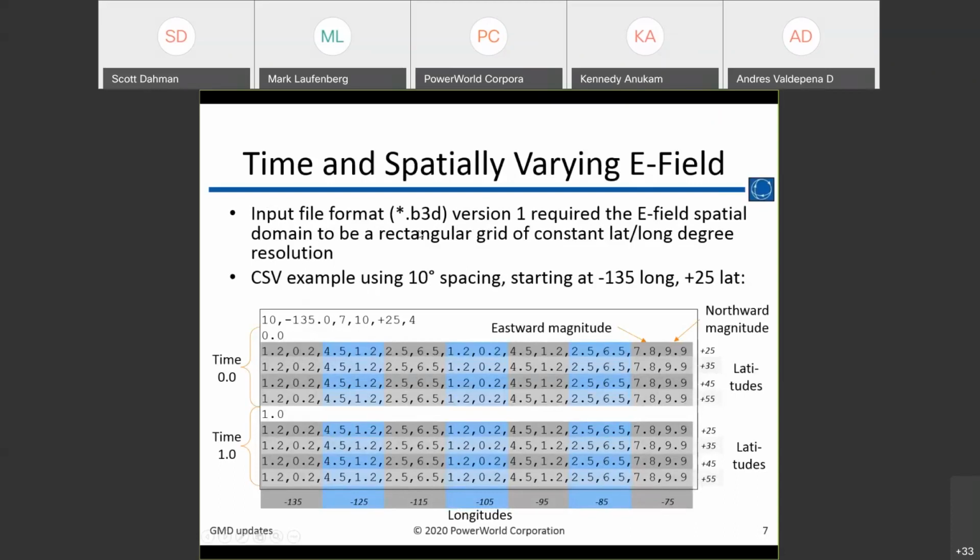So previously, Simulator has for quite some time actually supported this type of non-uniform input. This is looking at it in a text file where there's 10-degree spacing that starts at -135 degrees longitude and plus 25 degrees latitude. And then at different time points, time 0, time 1 in this case, there's a specification of the E-field vector at different points on that grid. The grid is defined by these parameters, which are up here in the header. The grid always had to be kind of uniform spacing, although you could have different latitude spacing and different longitude spacing. In this case, they're both 10 degrees. But it had to basically look like a rectangle when projected onto a 2D plane.